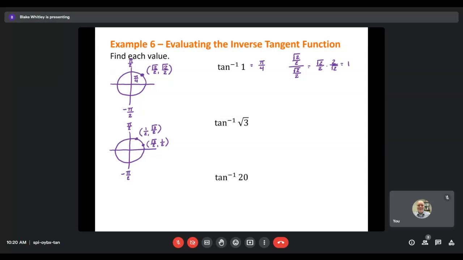I'm going to start with that top one, and I'm going to say, well, if we take the y value, square root of 3 over 2, and divide it by 1/2, that would be square root of 3 over 2 times 2 over 1. My 2's here cancel out. I end up with square root of 3 over 1, and that is square root of 3. So that tells me it's going to be that top point. That one is pi over 3, and so my answer here is going to be pi over 3.